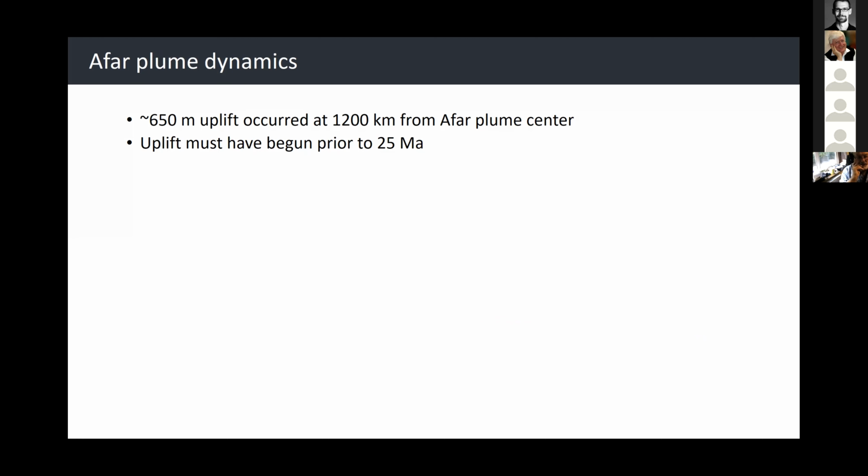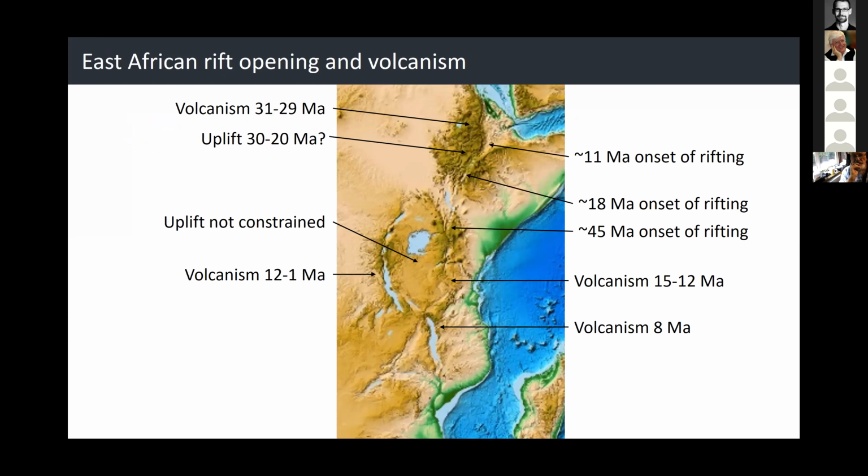I've shown here on this map just some volcanism ages and some rift opening ages. In the beginning of this talk, I mentioned this Eocene 45 million year old volcanism. And also there's a portion of the rift that started opening 45 million years ago. We think that this cannot be related to the Afar plume. It is much too early.